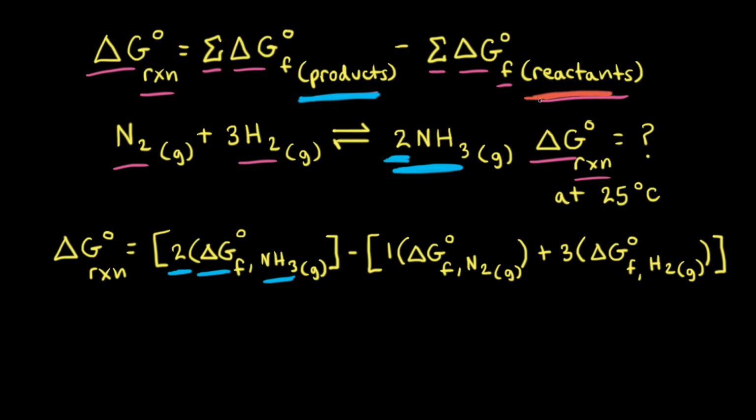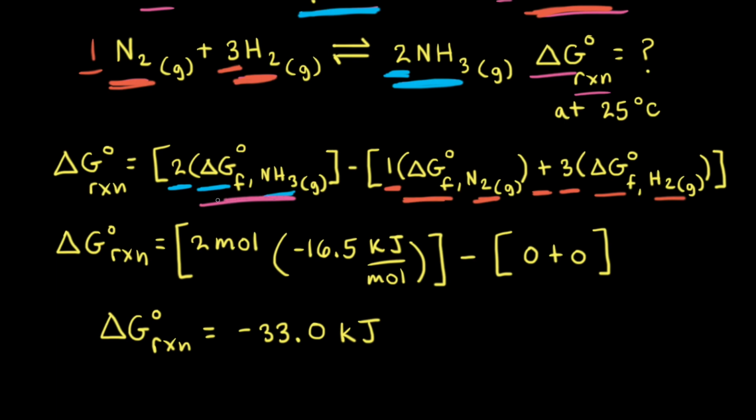Next, we think about our reactants, and we have 2 reactants, nitrogen and hydrogen, and we need the sum of their standard changes in free energy of formation. So we would write the standard change in free energy of formation of nitrogen, and because there's a 1 in our balanced equation, we multiply that value by 1. And to that, we add the standard change in free energy of formation of hydrogen gas, and since we have a 3 in our balanced equation, we would multiply that by 3.